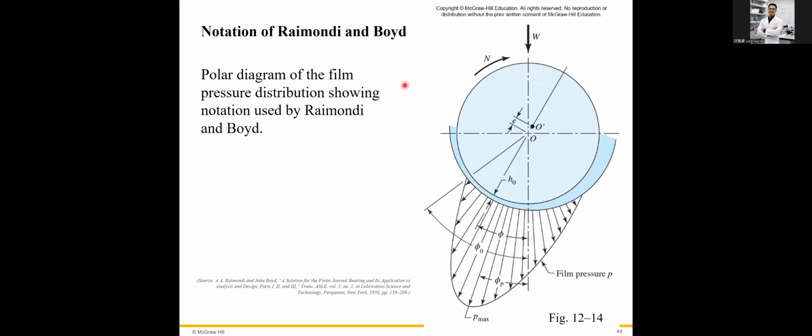As I mentioned previously, we have this converging and diverging region, right? So we can plot this converging region with its pressure distribution. There's a maximum pressure that occurs somewhere.